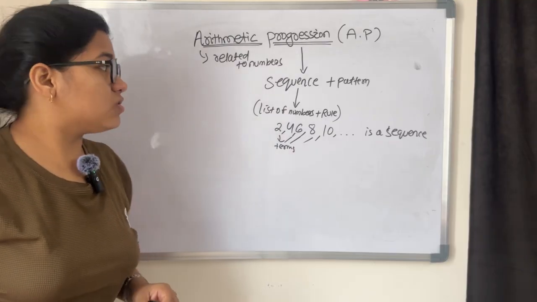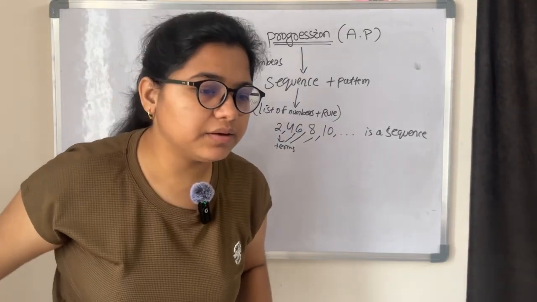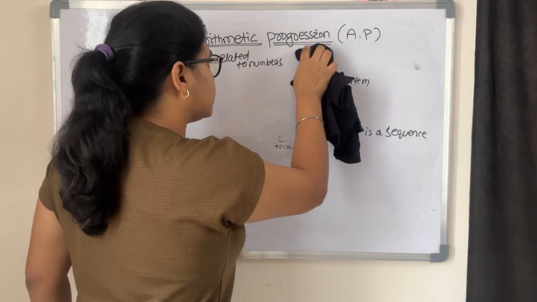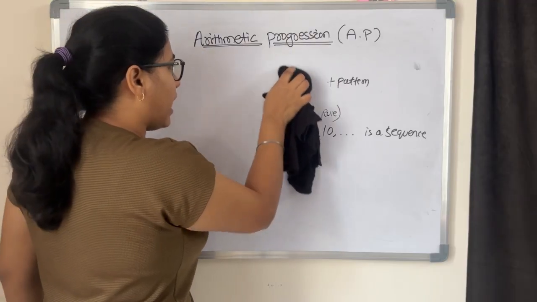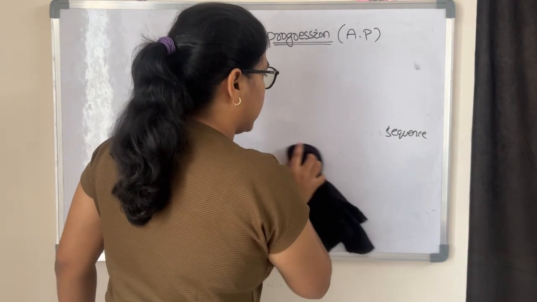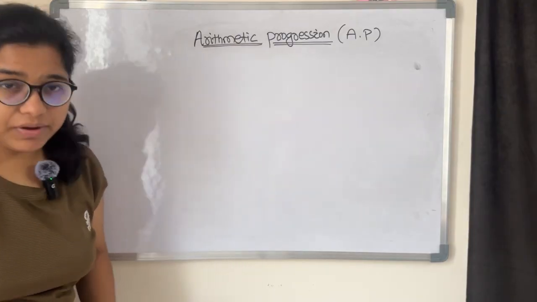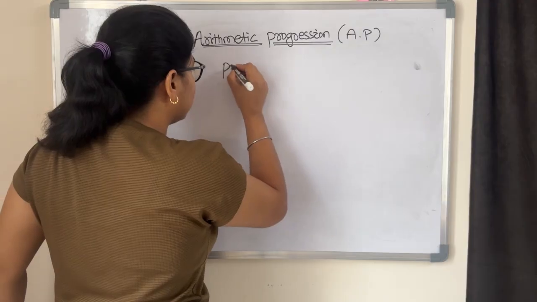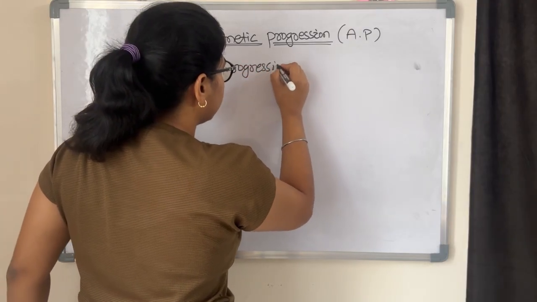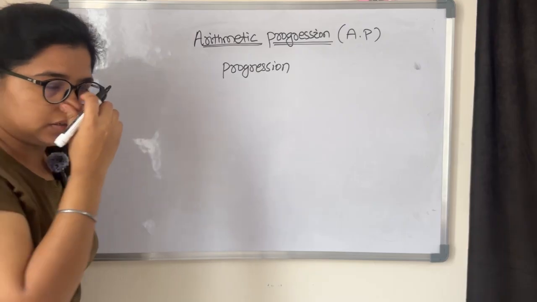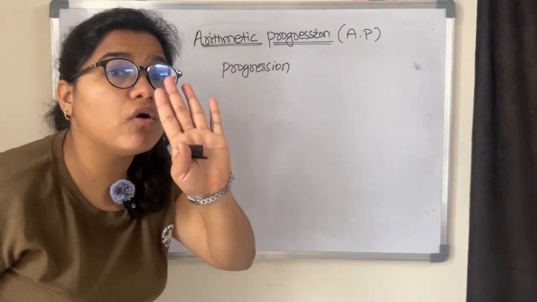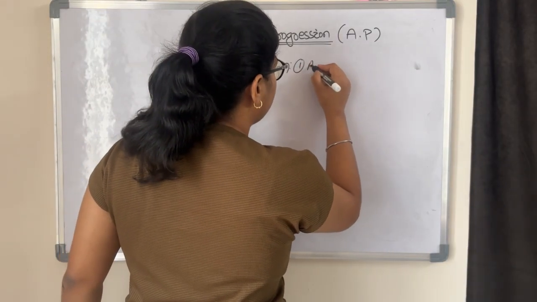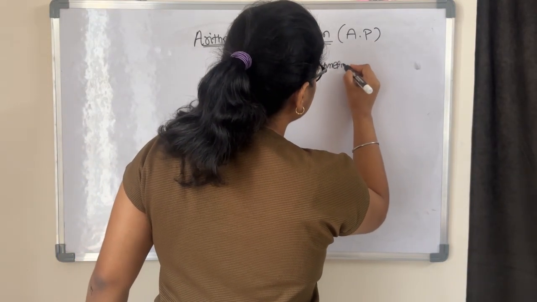Okay, we can move on now. Give me 1 or 2 minutes before we discuss the definition of AP, I need to explain something. First of all, progression, you got it. Now, a sequence with a pattern is called a progression. Progression is of 4 types. The first one is arithmetic progression.